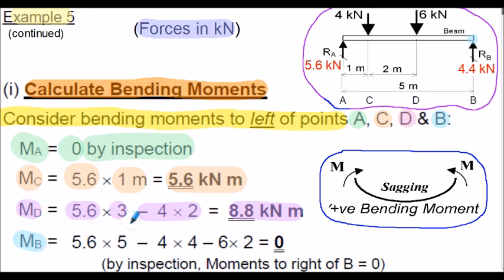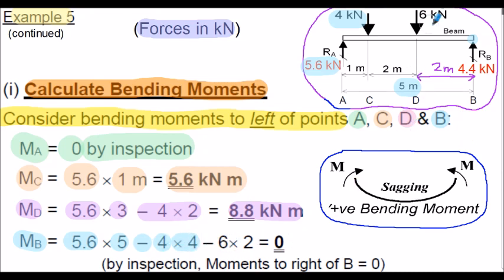Here's my calculation. So now we have the 5.6 force, RA, but this time it's multiplied by 5 meters because we're 5 meters away from point B, so multiplied by 5. We subtract the 4 kilonewton force shown here, which is now 4 meters away from point B. This distance across here is 2 meters. So it's 4 kilonewtons multiplied by 4 meters here.